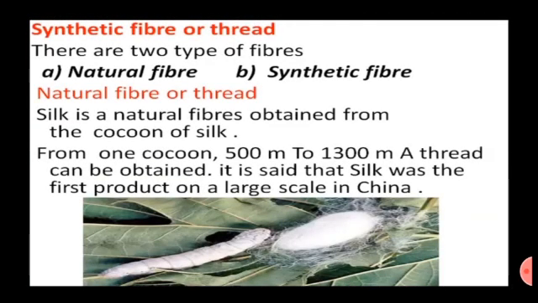Synthetic fiber or thread. There are two types of fibers: natural fiber and synthetic fiber. Natural fiber or thread. Silk is a natural fiber obtained from the cocoon of the silkworm. From one cocoon, 500 meters to 1300 meters of thread can be obtained. It is said that silk was first produced on a large scale in China.